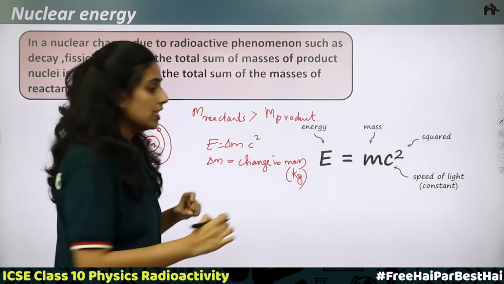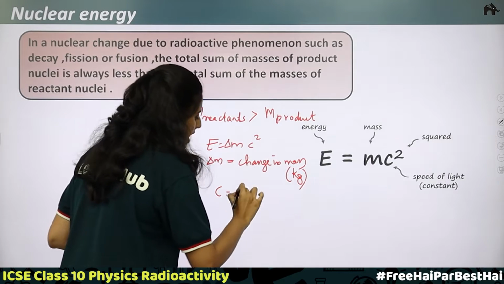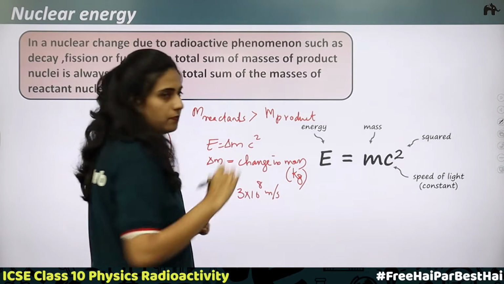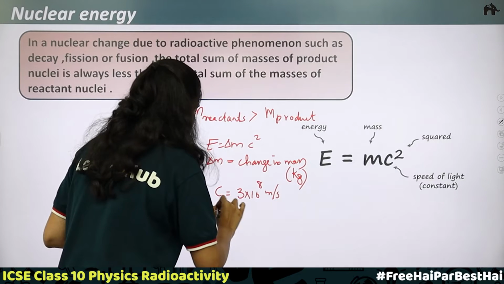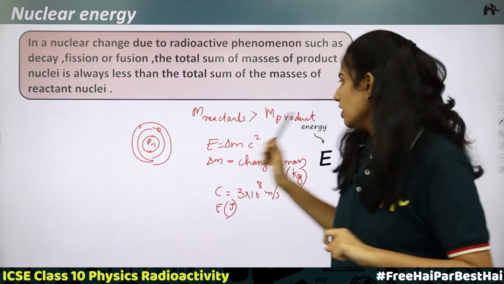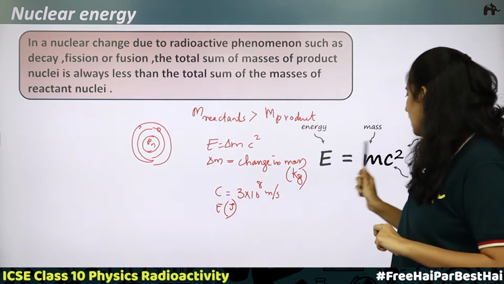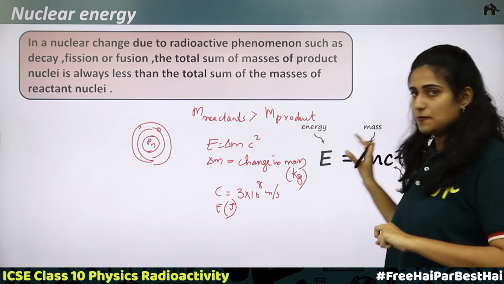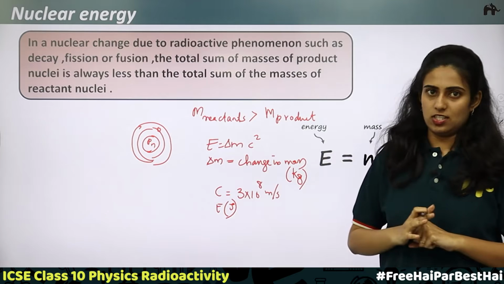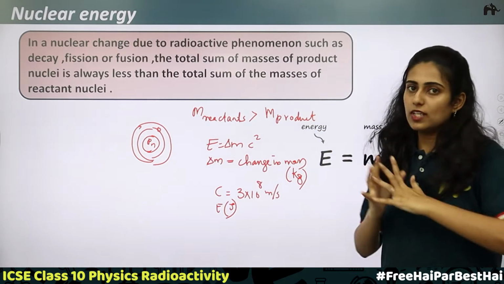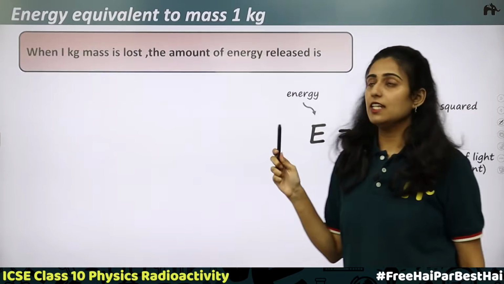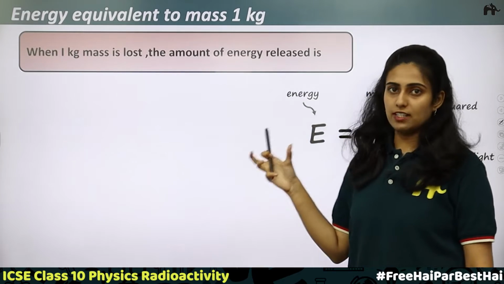Now what about c? c is the speed of light, whose value is 3 into 10 raised to 8 meter per second, and the energy will be expressed in joules. According to Einstein's relativity, E is equal to mc square. This mass which escapes out gets converted into energy and is released as energy. So, understood what nuclear energy is? Nuclear energy is released during a nuclear change.